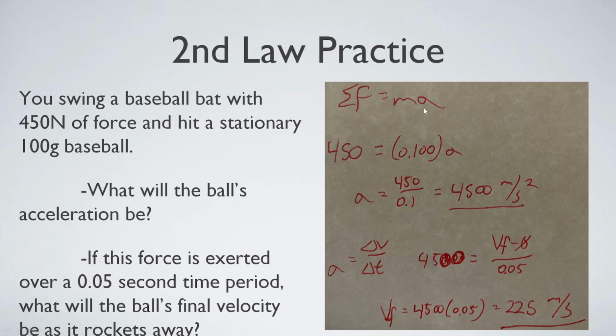So we got here, net force equals mass times acceleration. Our net force we're going to treat as the 450 because that baseball bat force is not really being opposed by anything. And it's going to act on the mass of the baseball to cause acceleration. Note here I plugged in 0.1 instead of 100 grams because for mass we always like to use kilograms. 100 grams is going to convert to 0.1 kilograms. And the formula lets us solve for an acceleration of 4,500 meters per second squared, which is a lot. That is a very big acceleration.